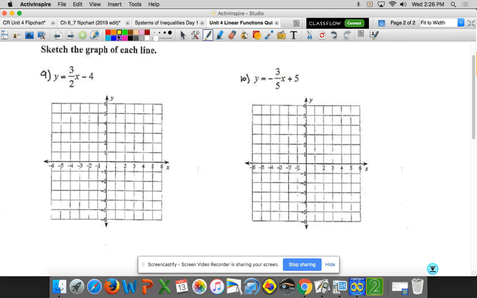So for number 10, once again, we have slope-intercept form. So all we got to do is play matchup. M is always the number in front of x. So our slope is going to be negative 3 over 5. And our y-intercept, which is b, is going to be 0, 5. So we always start with our y-intercept because it is a starting point. So we are going to go to 0, 5 and plot our first point.